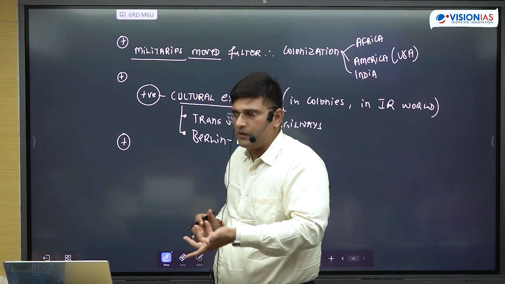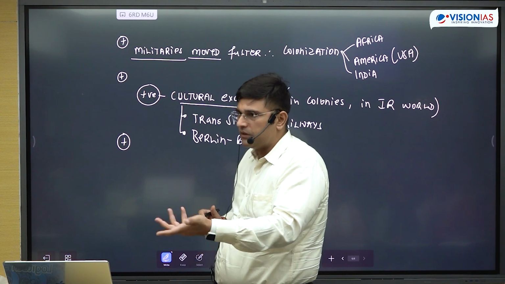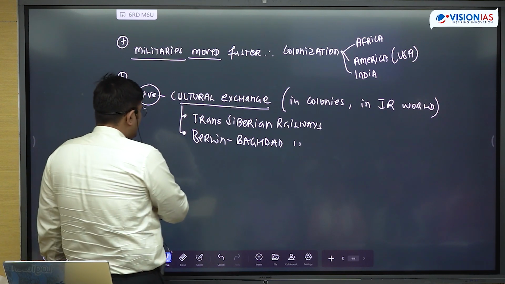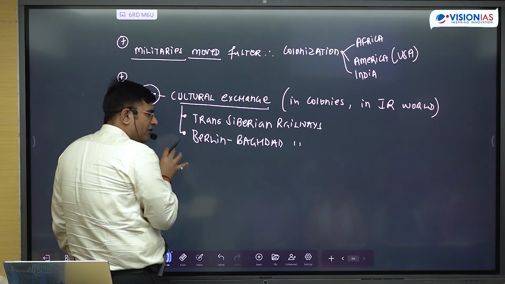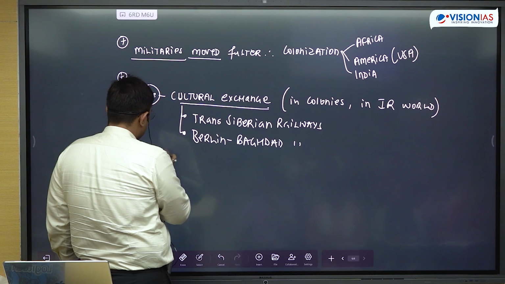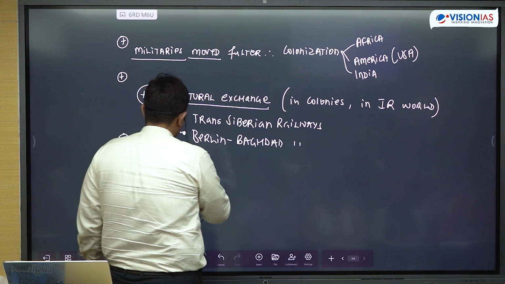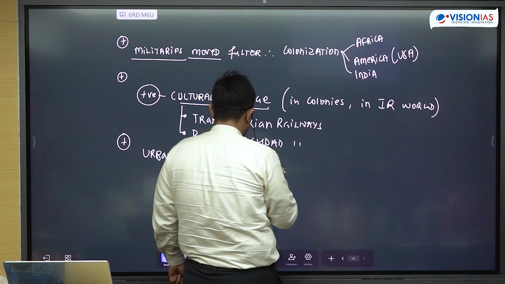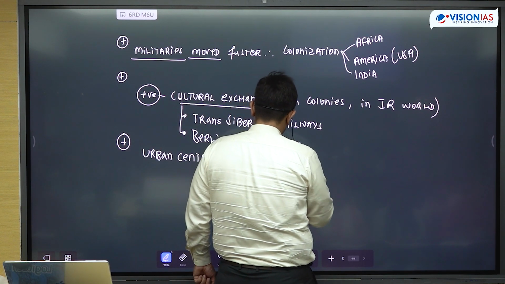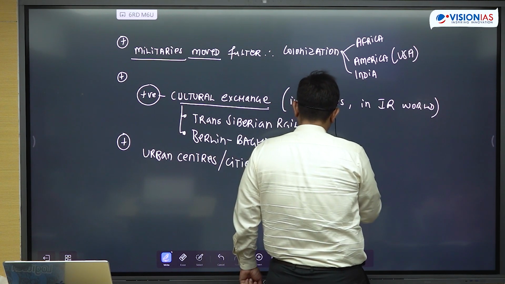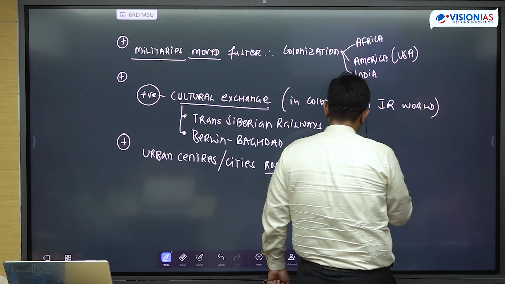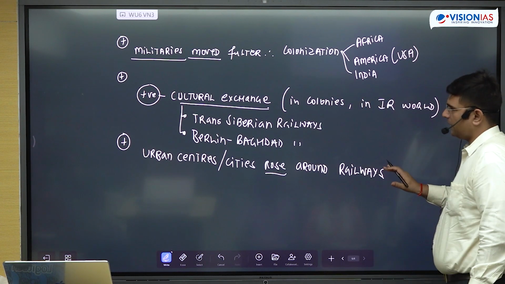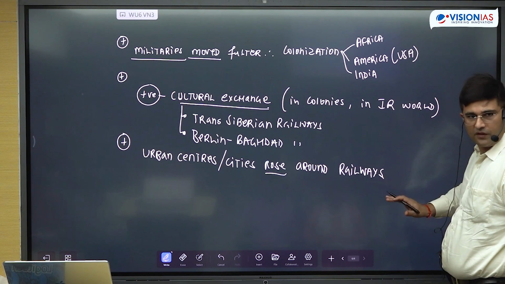Paris, Cologne, Berlin, right? So trade is now taking place with the help of the railways. Basically, because railway is the engine of the economy, urban centers or cities will start developing, or rose, around railways. This can be a railway station, a railway junction, etc.